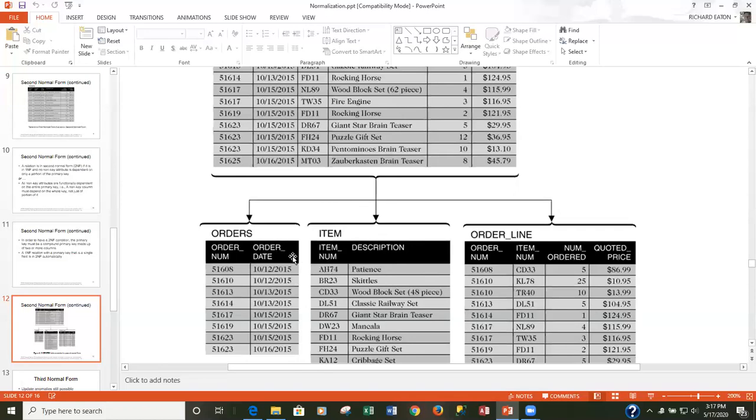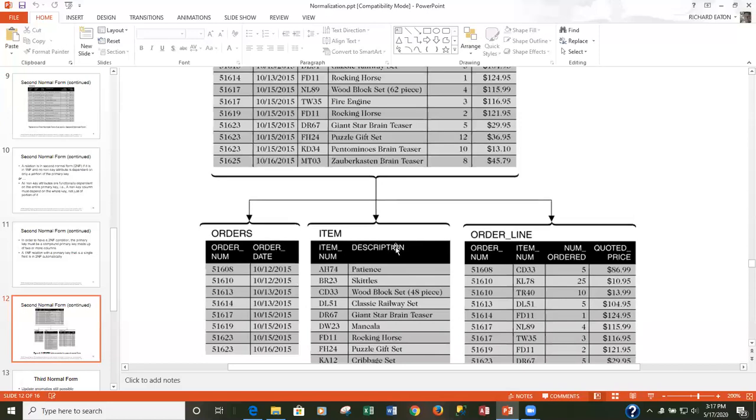So what we've actually done is we've created a new table. The order number has moved to the orders table, and the order date is moved to the orders table. And then we have a new table called item, with an item number as primary key and a description. We would also have in our final solution maybe a quoted price or number on hand, things like that. We'd have some additional fields in here.